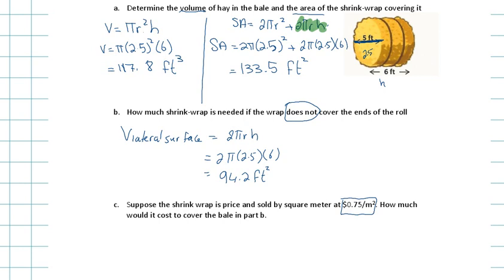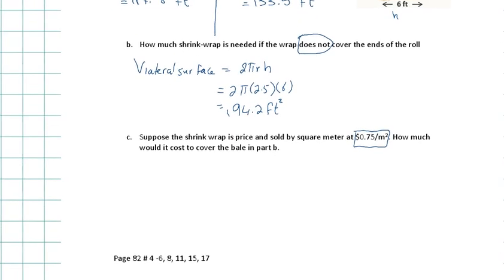I know that this surface is 94.2 square feet, right? So I want to know how much it would cost me to cover that, okay? So the first thing I have to do is change that into meters squared because my price is in meters squared. And then I have to do my multiplication. If you look at your green bulletin, I do have feet to meter. So I'm going to have to use that.